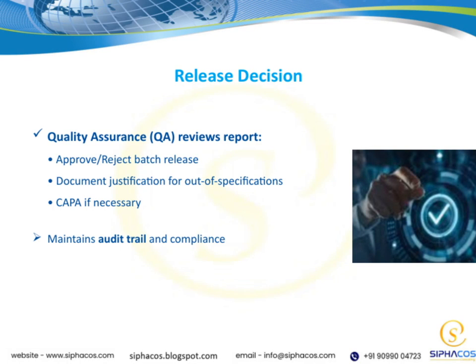Now, let's talk about the release decision. Once the quality assurance team has completed their review, they will evaluate the report carefully. They have the authority to approve or reject the batch release based on the findings. If there are any out-of-specification results, they will document the justification for proceeding or holding the batch. In some cases, corrective and preventive actions, or CAPA, may be necessary to address any issues identified. It's also important to note that all of these decisions and actions are thoroughly documented to maintain a complete audit trail. This process ensures we stay compliant with regulatory standards and quality requirements, which is crucial for maintaining the integrity of our products and trust with our customers.